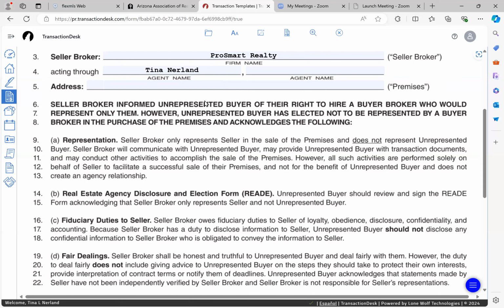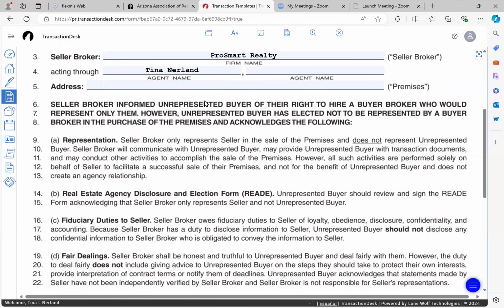However, all such activities are performed solely on behalf of the seller to facilitate a successful sale of their premises and not for the benefit of the unrepresented buyer, and does not create an agency relationship. The real estate agency disclosure and election form: the unrepresented buyer should review and sign, acknowledging that the seller broker only represents the seller and not the unrepresented buyer.